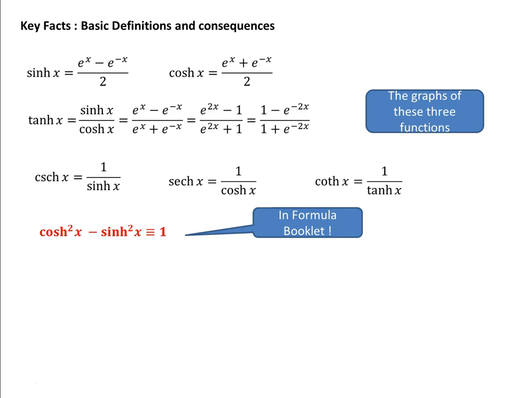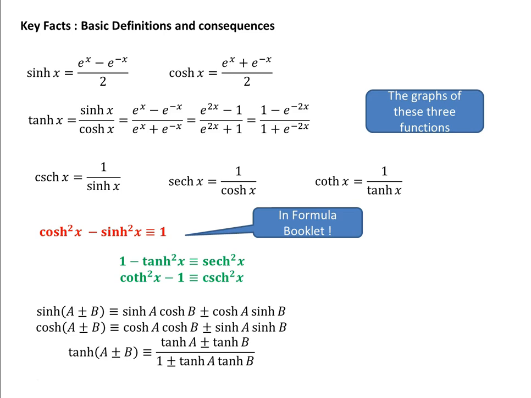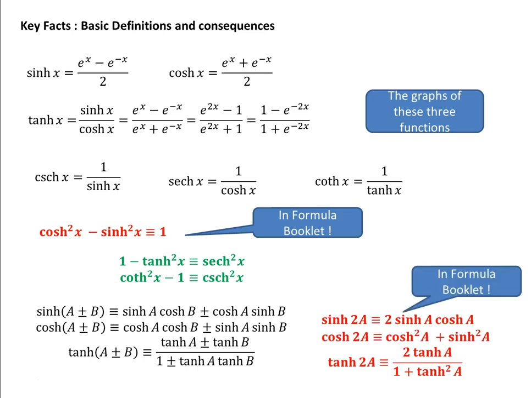The hyperbolic functions have lots of properties that are very similar but slightly different to the ones for trigonometric functions. Many of these are in the formula booklet. The ones that aren't in the formula booklet can be derived relatively quickly. So that last lot there are the hyperbolic function equivalents of the compound angle formulae. Ones that are particularly important are the ones for sinh 2A, cosh 2A and tanh 2A. Those fortunately are in the formula booklet. It really is important you know what is and what isn't in the formula booklet.